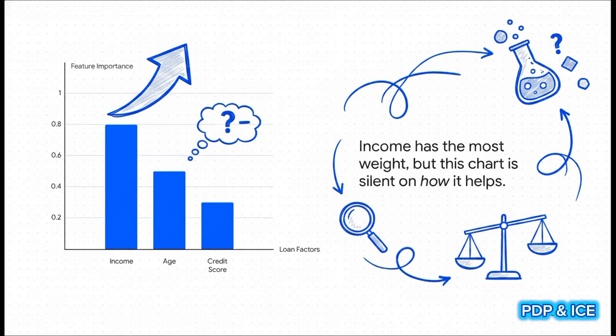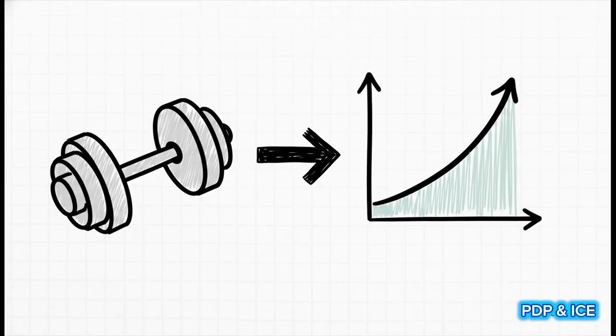It's a bit like knowing the most powerful ingredient in a recipe, but having no idea if it makes the dish sweeter or saltier, or if its effect completely changes when you mix it with something else. So what this really tells us is that we need to move from this simple idea of weight to a much more revealing concept, the concept of shape. It's the shape of a feature's influence that tells the true story, and that's exactly what we're going to uncover.